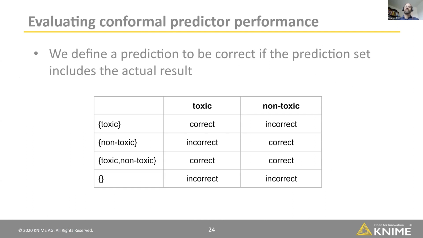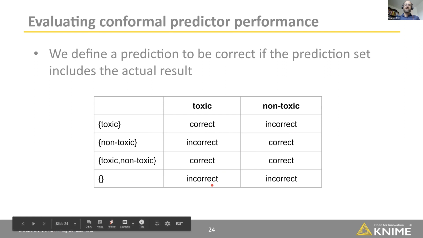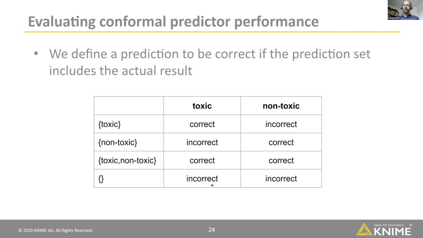How do we evaluate the performance? The first thing is to understand what it means to be correct for a conformal predictor. The definition within the ansatz is that a prediction is correct if the prediction set includes the actual result. So if the thing being predicted actually is toxic, the prediction is correct if the prediction set is toxic, or it's correct if it's toxic and non-toxic. Similarly, for non-toxic, it's correct if the prediction set is just non-toxic, but it's also correct if it's toxic or non-toxic. The empty set is always wrong. So this is the ansatz for correct: the prediction set includes the actual result.